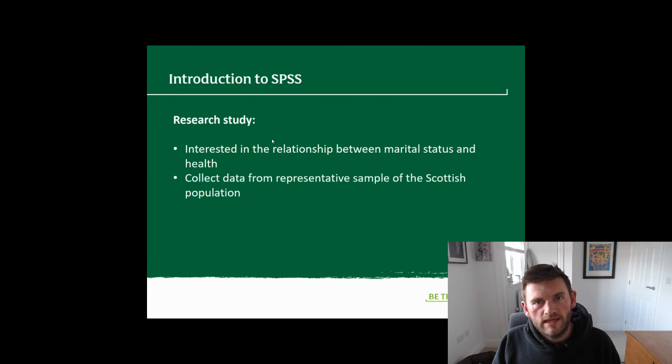We've got an example data set that I've created. This actually does come from real data, but it's been slightly manipulated just for the purposes of the exercises we're going to be doing. Basically, the research study that we've set up here is that we're interested in the relationship between marital status and health. We've collected data from a representative sample of the Scottish population.